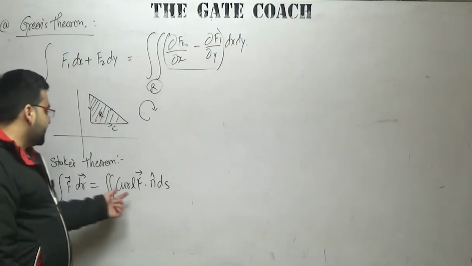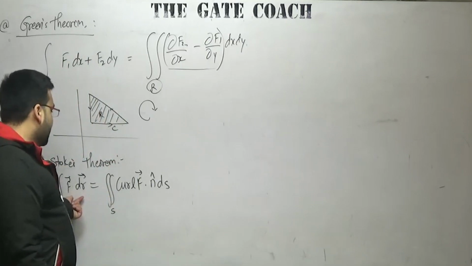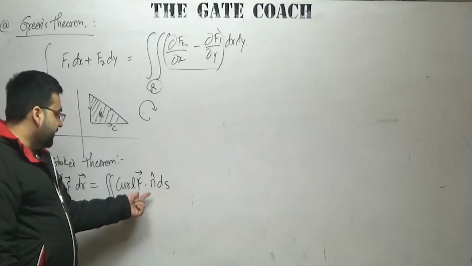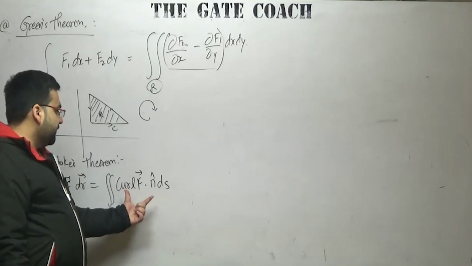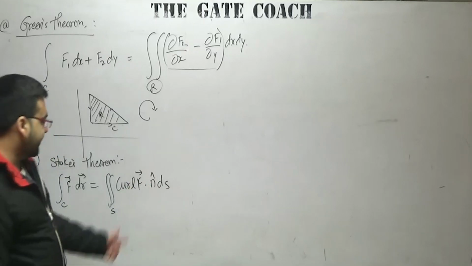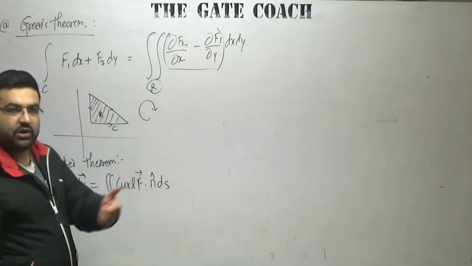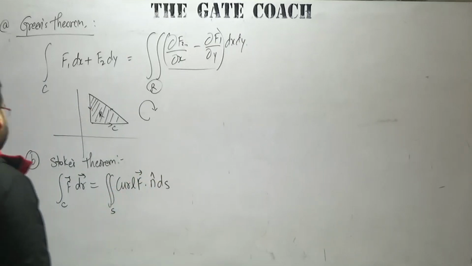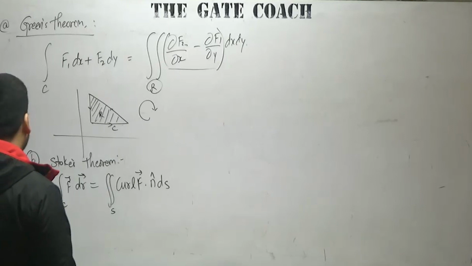So for example, if a line integral is given, but you find that it can be easily solved by a surface integral, you can apply it like this. Or if there is some vector which you feel is difficult to solve with the help of a surface integral, you can convert it into a line integral and solve it. So we have different methods to solve this particular surface integral and line integral.